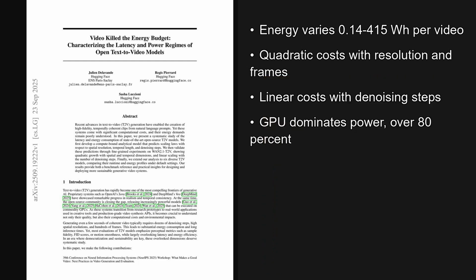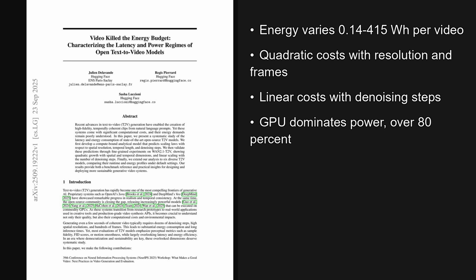I'm Alex. Today we're looking at a paper from the Hugging Face trending list, published on September 23, 2025, about 5 days ago. The standout result is a clear energy spread across open text-to-video systems. AnimateDiff uses approximately 0.14 watt-hours per video, while WAN 2.1 T2V 14B consumes approximately 415 watt-hours, roughly 3,000 times more. The paper is titled, Video Killed the Energy Budget: Characterizing the Latency and Power Regimes of Open Text-to-Video Models. And as we will see later, the implications for deployment are significant.